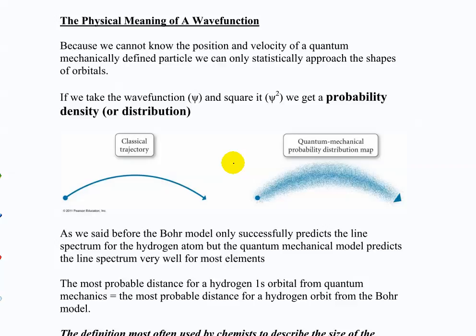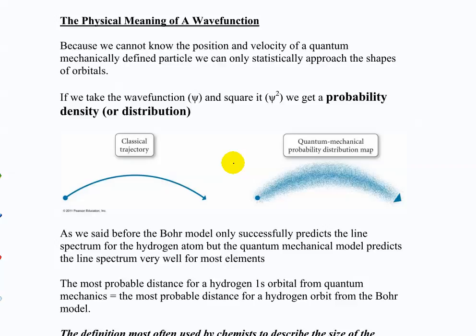If you throw a ball on the left, you can calculate the exact path the ball follows, and it goes from here, passes through all these positions, and ends up over here. That's a trajectory. In quantum mechanics, we don't have trajectories because we can't figure out exactly where the particle is. So instead, we have a probability distribution.